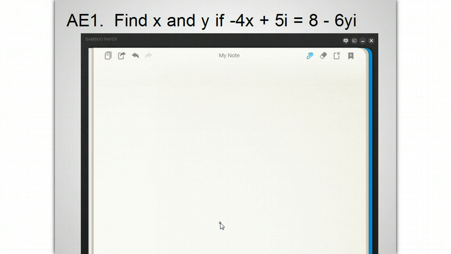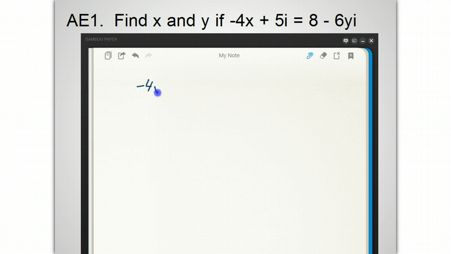What would x and y have to be if negative 4x plus 5i would equal 8 minus 6yi? Recall that in order for complex numbers to be equal to each other, the real part has to be equal to the other real part, and the imaginary parts have to be equal also. So what we're going to do is write one equation.